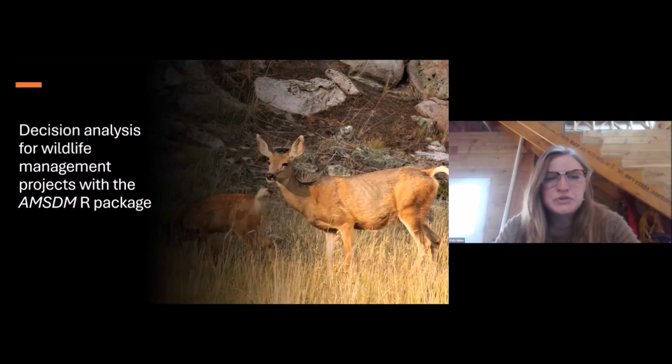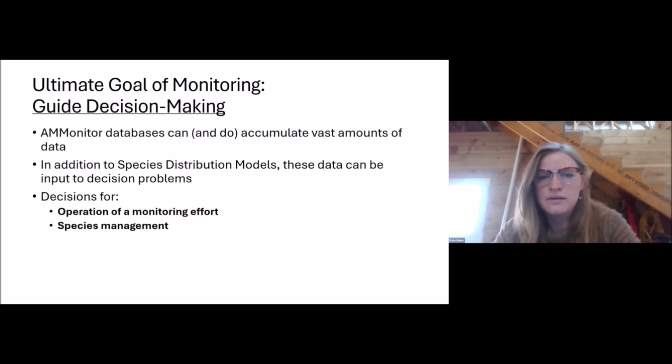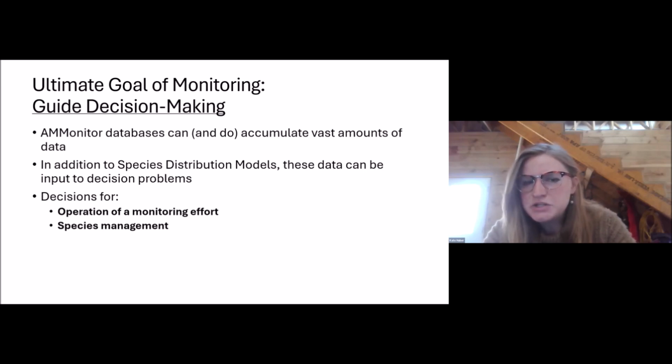And in terms of our decision tools, which would complete our adaptive management AMMonitor wheel here, decision making is really the goal of wildlife monitoring. We use what we learn in monitoring to make decisions about species management. And in order to do that, we also need to make decisions for the operation of the monitoring effort. So decision making is very wrapped up in everything to do with monitoring.